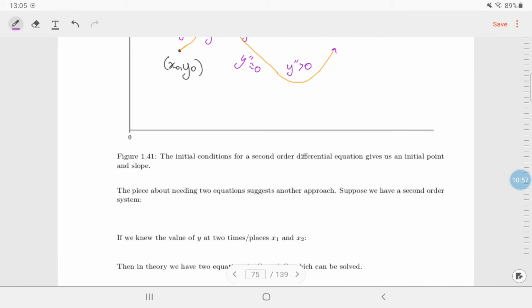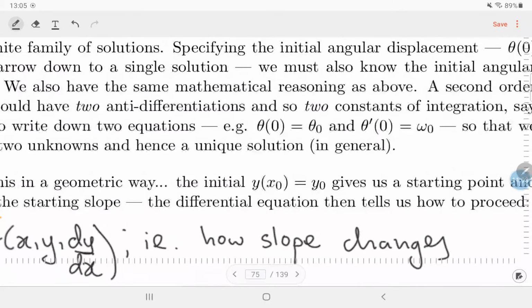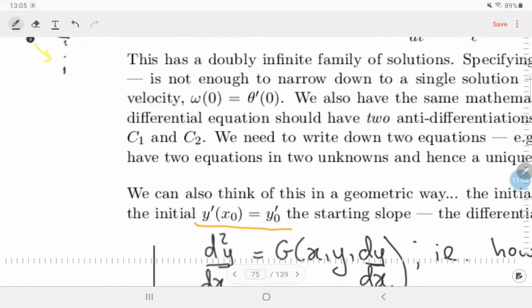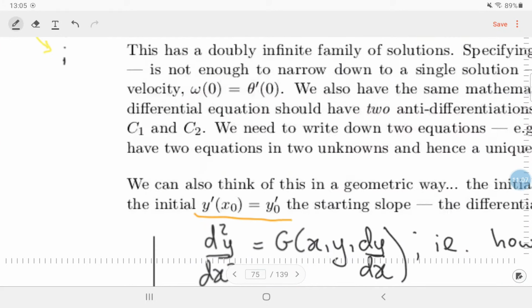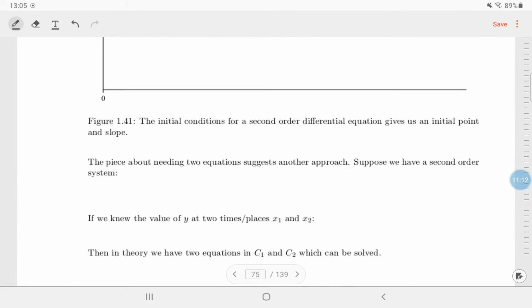The piece about needing two equations suggests another approach. We just said up here, if you want to find the two constants, you need two equations. So there's a different way that could happen. Suppose you have a second order system. We can write that as the second derivative being given in terms of x, y, and dy/dx.